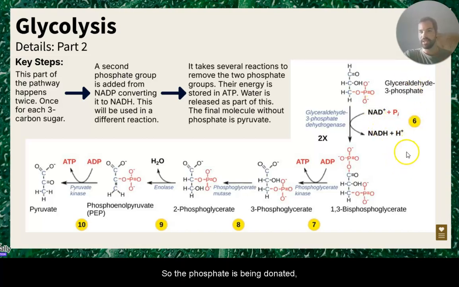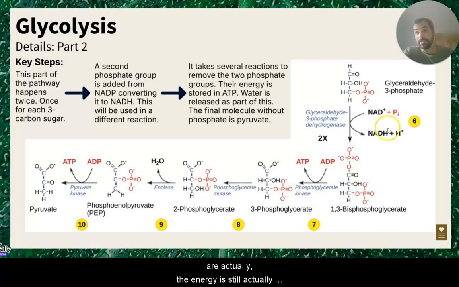So the phosphate is being donated, but the electrons are still remaining, or actually the energy is still increasing on that NADH. Sorry, I'm getting a little turned around here. Glycolysis and cellular respiration is a lot to deal with, so don't worry if you don't catch all this on the first, second, or 100th time.